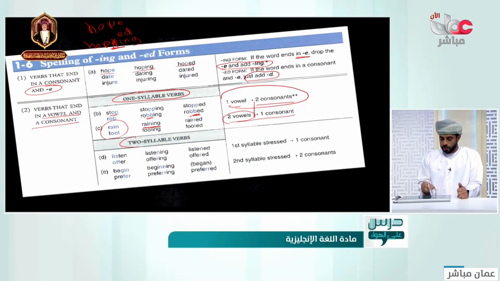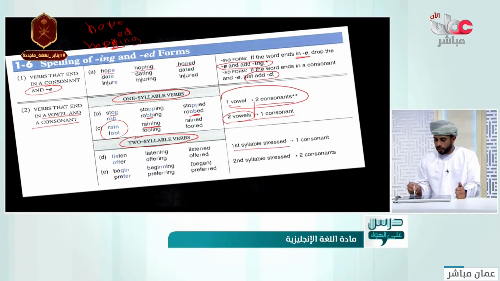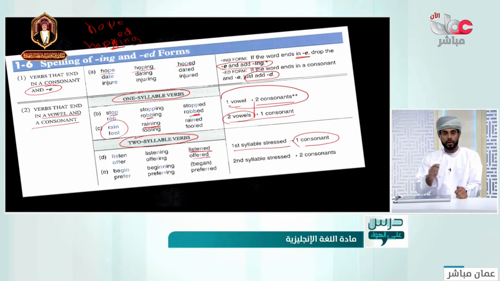What about if it is a two syllable verb, like the word listen or offer? Listen to the stress. If I say listen, I'm stressing the first syllable in here. If I'm stressing the first syllable, only one consonant. Listen. Offer. We say listening, offering, listened. We don't do anything. We just add the ing and we add the ed without doubling anything.